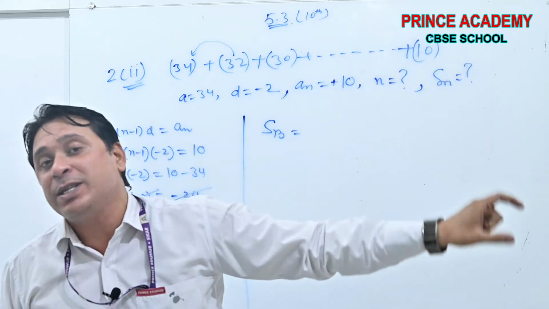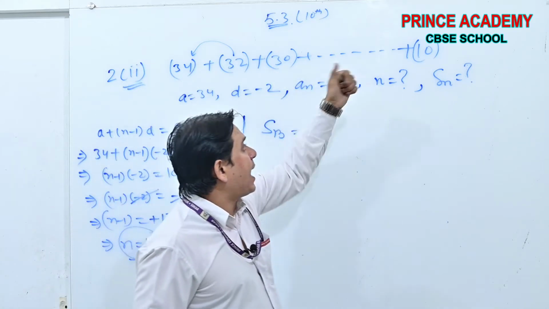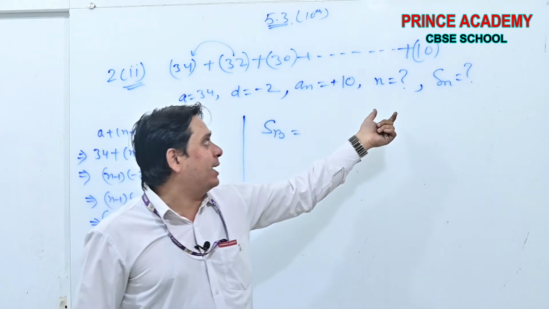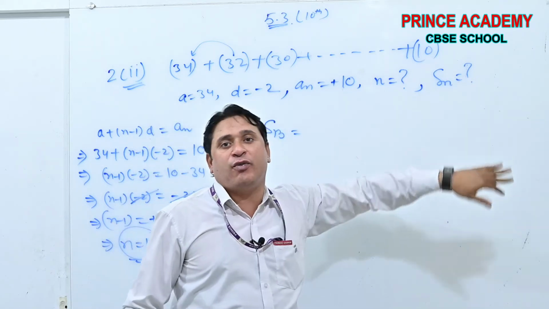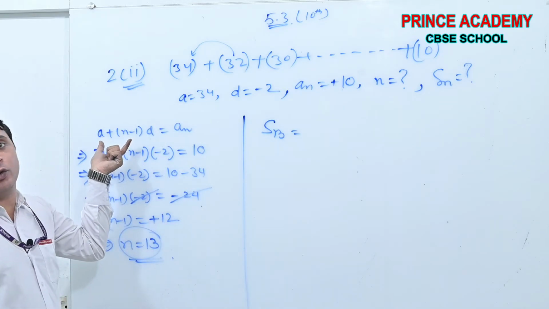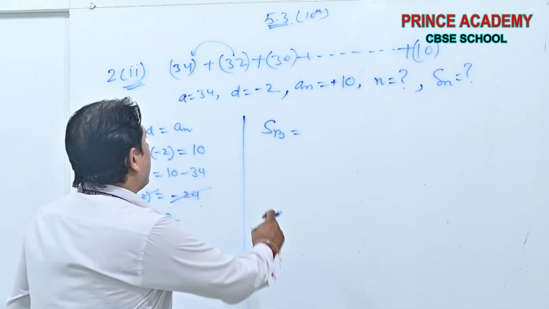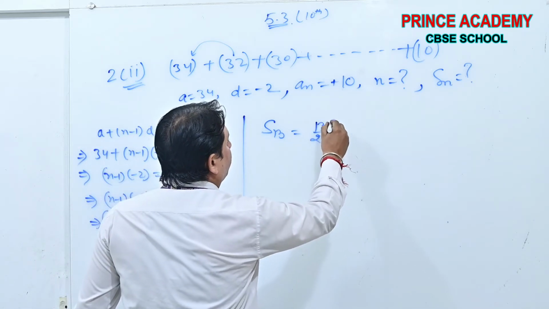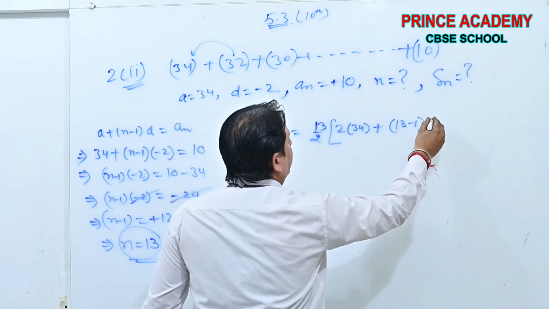Here the last term is mentioned. In that case, we have a, d, a_n. Once you find a_n, then you find n, and once you find n, you find Sn. And how do we find n? By the a_n formula. We have discussed this in exercise 5.2. Now Sn is n by 2 into 2a plus (n minus 1) into d.